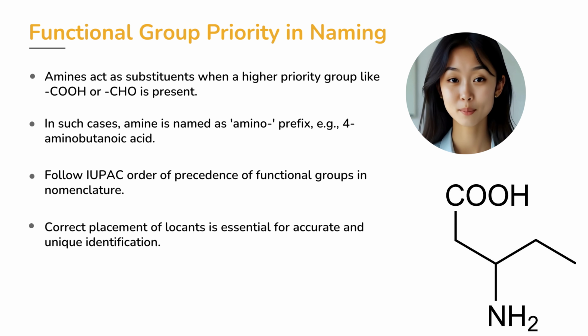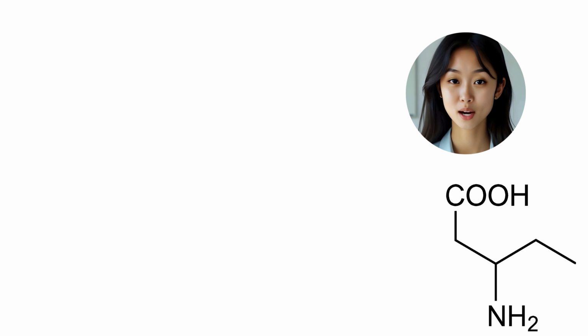Chemists follow a strict IUPAC order of precedence for functional groups to avoid naming confusion. Imagine a molecule where both COOH and NH2 groups compete. The COOH wins the suffix, and NH2 becomes amino. Precise numbering, called locants, gives each group a unique address, ensuring no misinterpretation. Picture a diagram illustrating a molecule with a COOH group and an NH2 group with their respective numbers and naming. So, while amines love the solo spotlight, they happily share the stage when bigger groups take the lead.